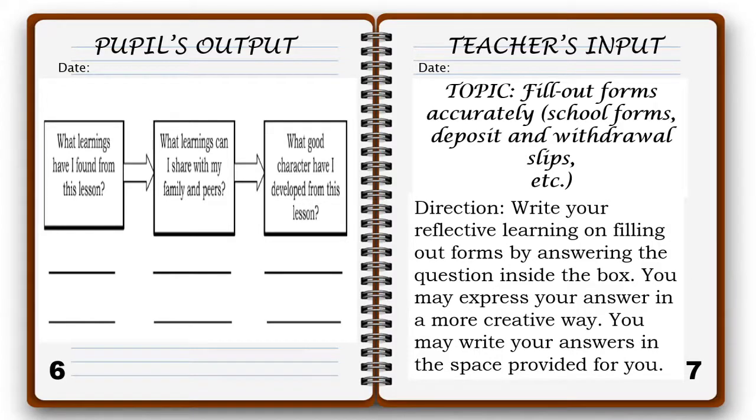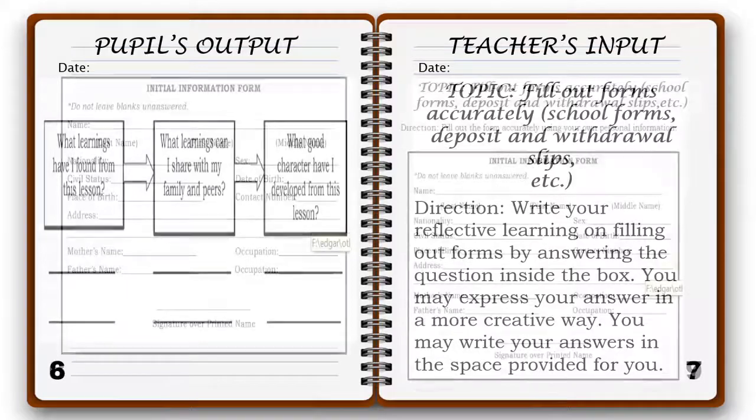You are going to write your reflective learning on filling out forms by answering the questions inside the box. You may express your answer in a more creative way. You may write your answers in the space provided for you. Your answer will be located on page 6. What you are going to do is copy this in your IEN and then answer it.